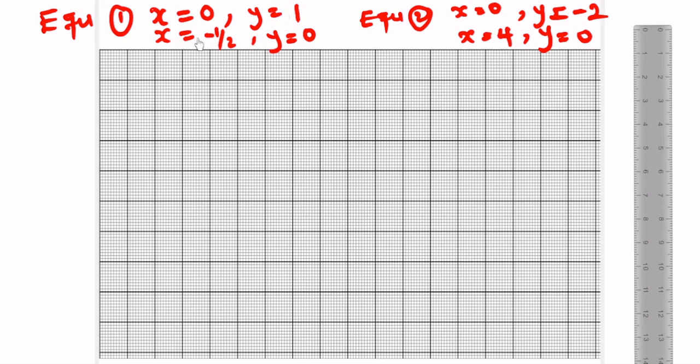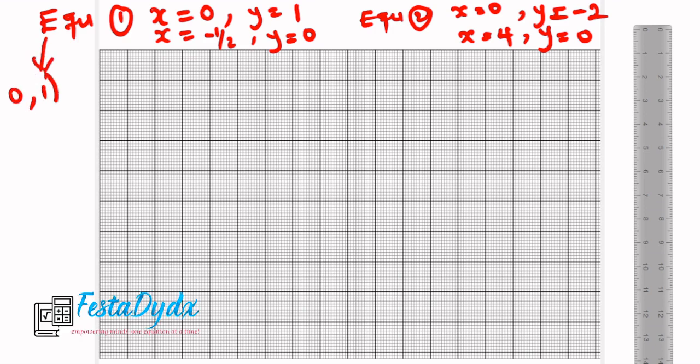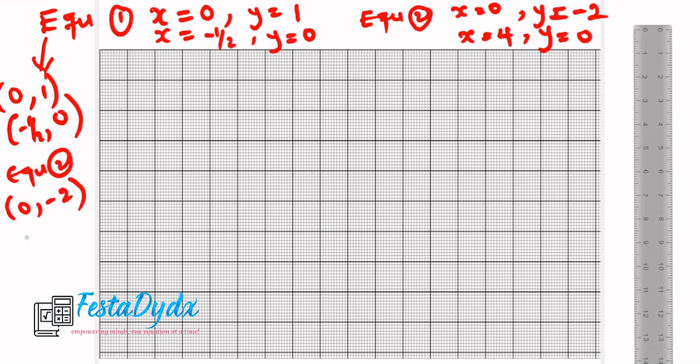Or use the coordinate means. For the coordinate means, for equation 1, it's when x is 0, y is 1, something like this. And then when y is 0, x is minus 1 over 2. Then for equation 2, we can use the same thing and say when x is 0, y is minus 2. And then when x is 4, y is 0. So you can use this way to represent the values, or you use the means I used above. You can use any method.